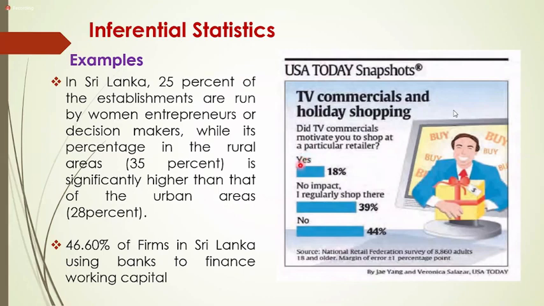Right. Then they collected the answers. There are three options they asked: whether the commercials motivated them to shop at a particular shop, or whether the commercial has no impact, or whether the particular customer shops there regularly and the TV commercials did not motivate. By using the results collected from 8,860 adults, they make the decision for a particular region or for a particular country. So this is an example of inferential statistics.